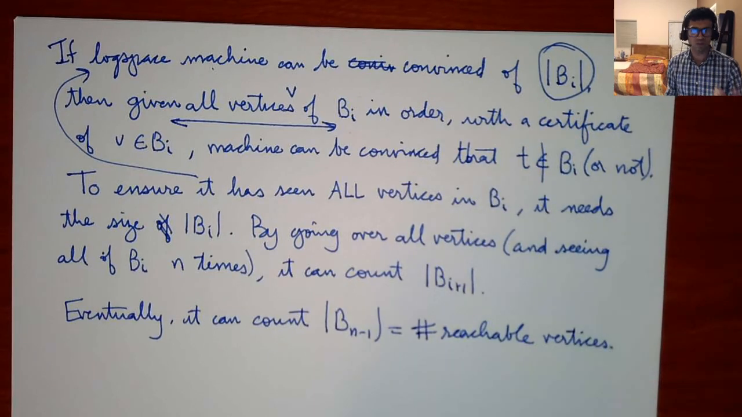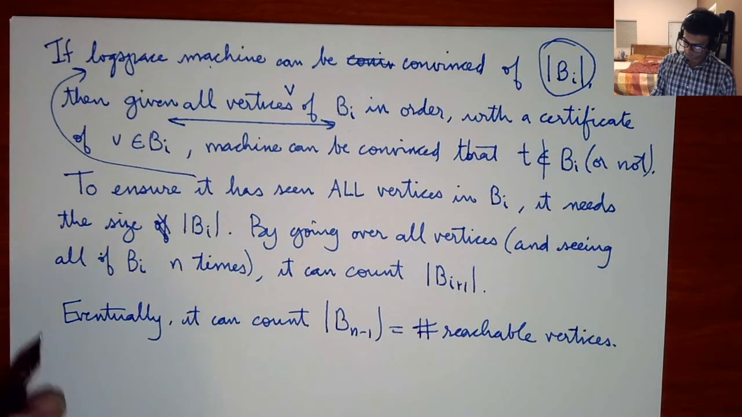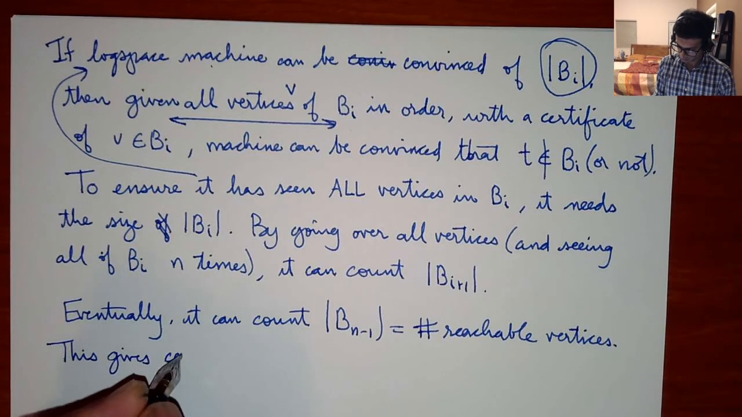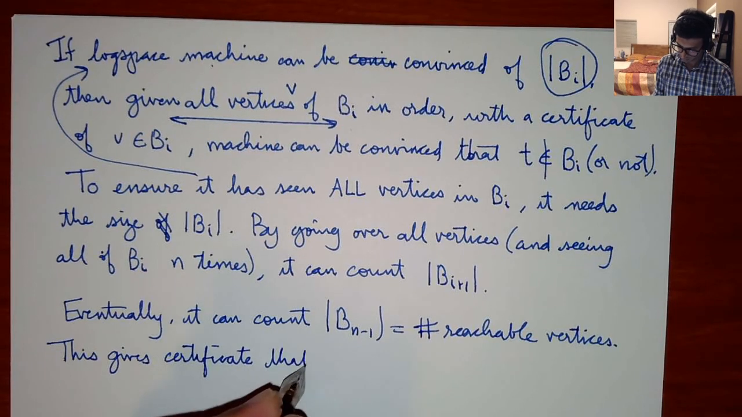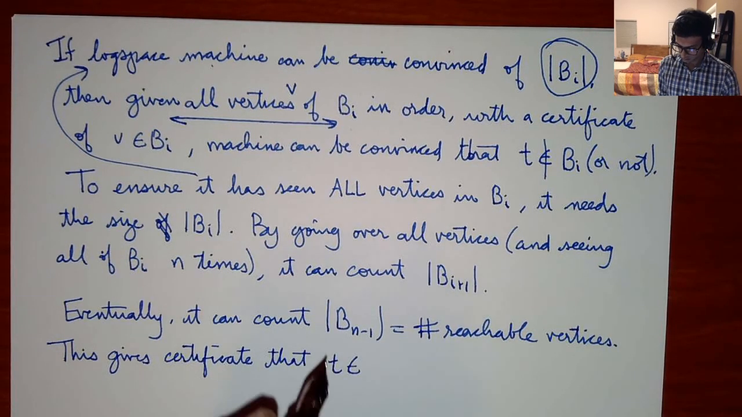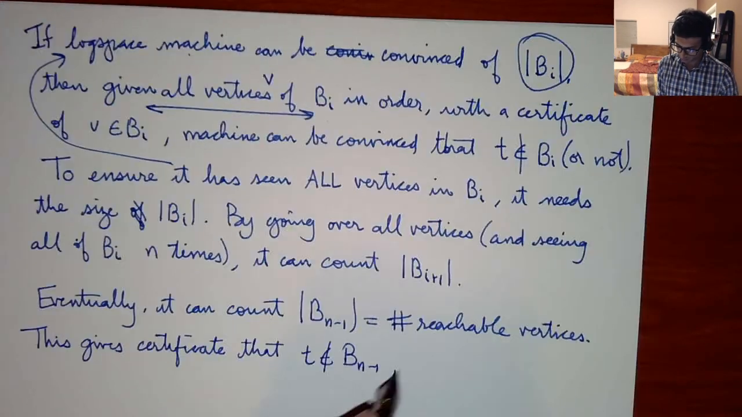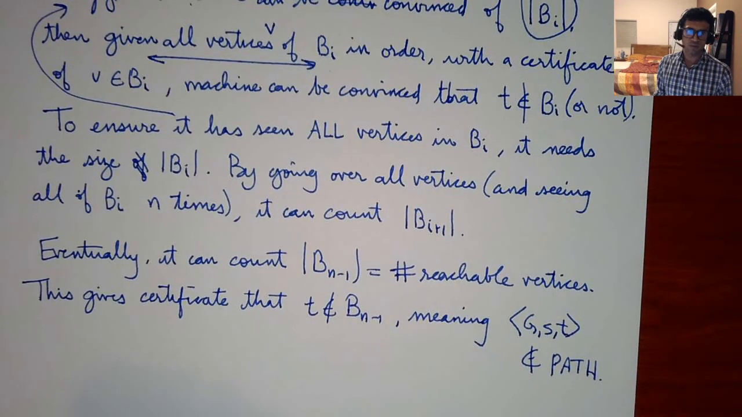So once it knows the number of reachable vertices, then it can get a certificate that T is not in B n minus 1, meaning G, S, T is not in path. And that completes the argument.